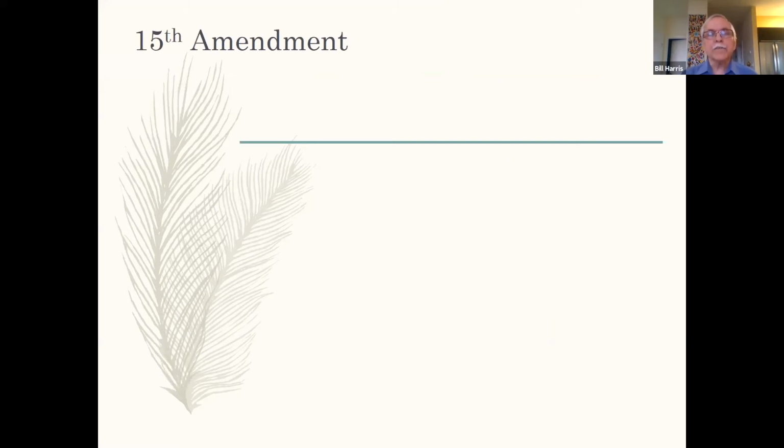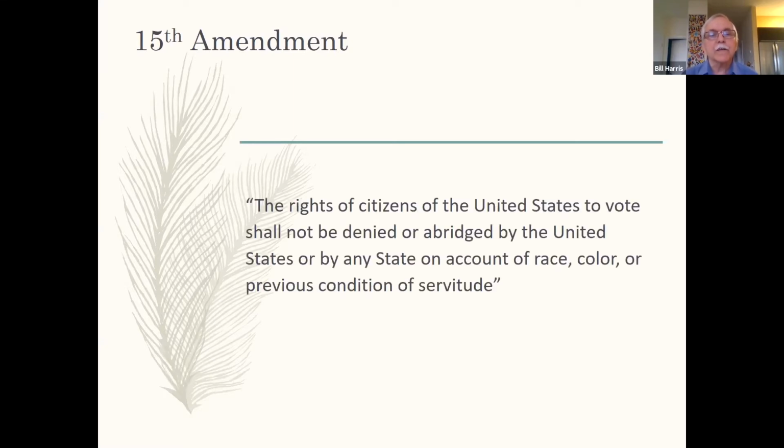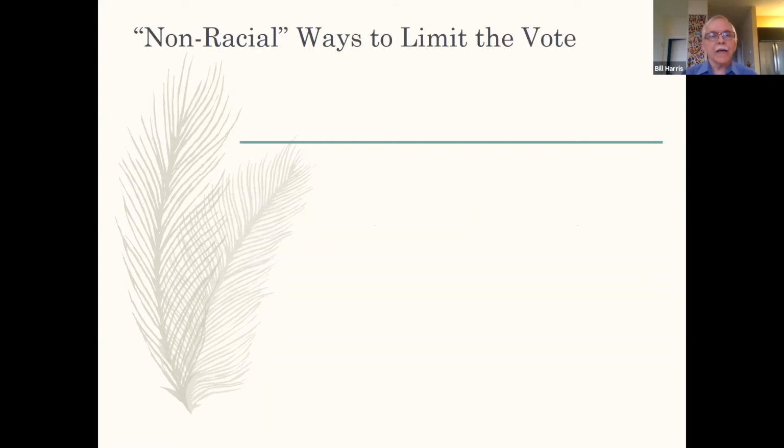One of their problems was the 15th Amendment, which, as Professor Maser just outlined, at least in theory, prevented discrimination on the basis of race. If we look at the text of the 15th Amendment, the rights of citizens of the United States shall not be denied or abridged by the United States or by any state on account of race, color, or previous condition of servitude. How do you get around this restriction? Well, you think of ways that will actually eliminate the black vote without you having to write out that what we're doing is eliminating the black vote. That is, you think of theoretically non-racial ways to limit the vote.